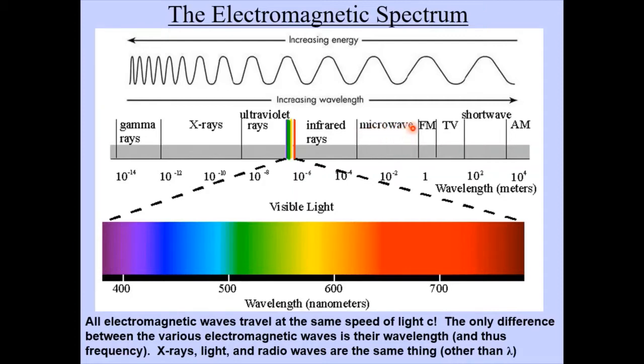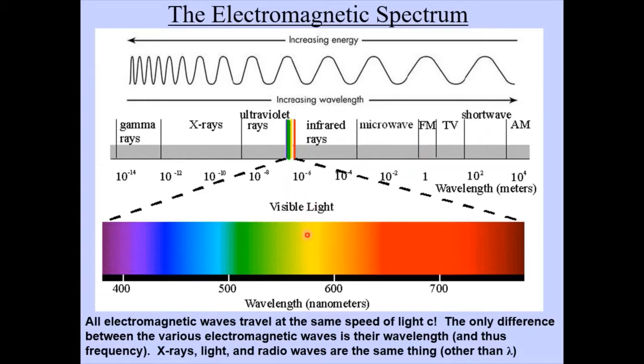If we keep going to longer and longer wavelengths still, we're now into the radio portion of the spectrum. FM, TV, shortwave, and AM radio is all in this very long wavelength part of the spectrum.